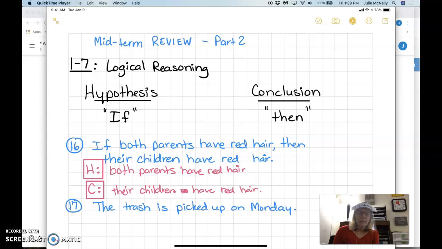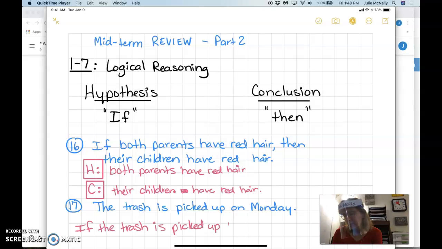And for number 17, it says to write an if-then statement for this sentence. So I have to look at this sentence. The trash is picked up on Monday. What could be an if-then statement for this sentence? If the trash is picked up, then it is Monday. Or you could say today is Monday. Okay, if the trash is picked up, then it is Monday.